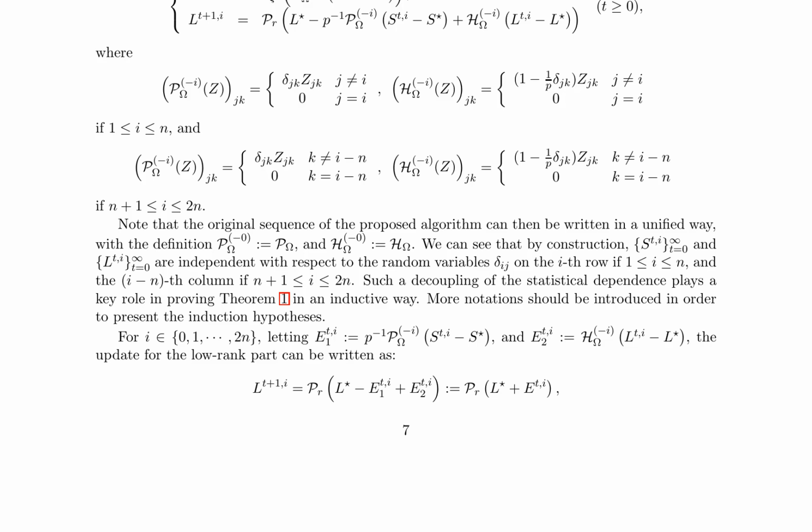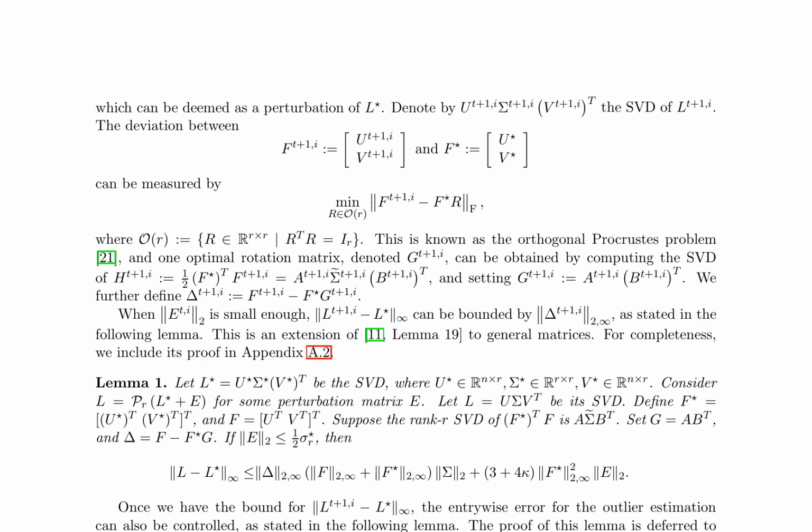The error bound for L^{t+1,i} − L* can be established using Lemma 1, which states that if the perturbation matrix E is small enough, the error bound can be controlled by the deviation between the singular value decompositions, SVDs, of L^{t+1,i} and L*. Furthermore, the entry-wise error for the outlier estimation can be controlled using Lemma 2, which states that if the error bound for L^{t+1,i} − L* is small enough, the support of the estimated outlier matrix S^{t+1,i} is contained in the support of the ground truth outlier matrix S*.